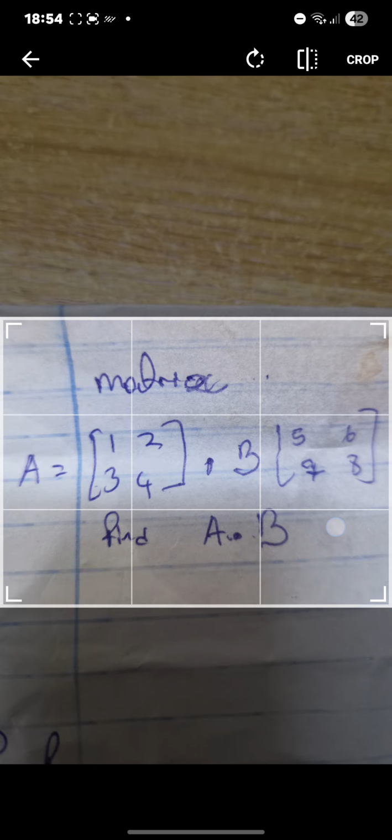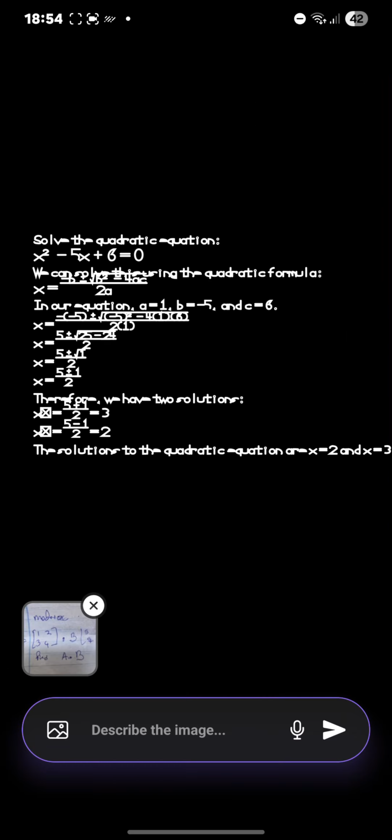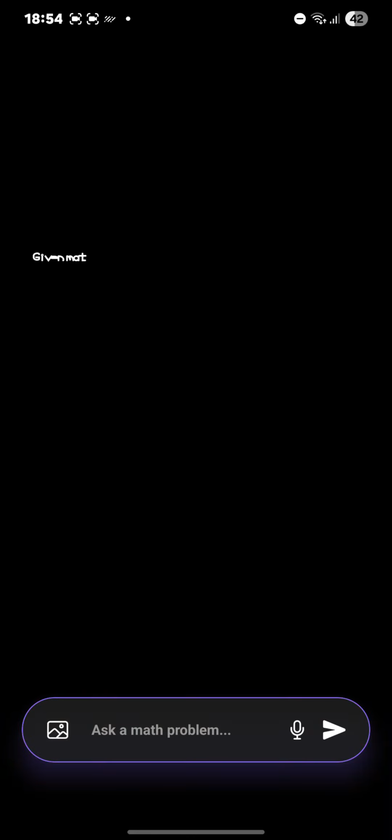So again, we have matrices. Matrices are one of my favorite things because I train machine learning models and get to mess with tensors too. Hidden values and hidden vectors. Given matrices A and B. Let's just do this one.